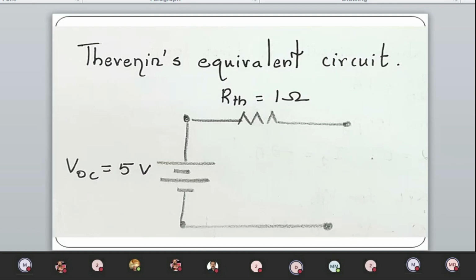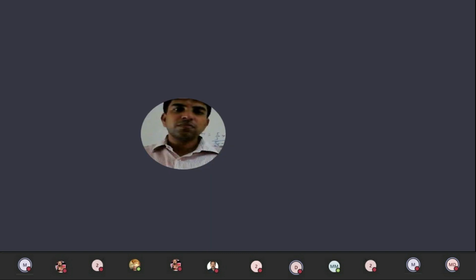Right? So this is how we have converted a complex electric circuit into a simple voltage network in series with an equivalent resistance. Okay. So this is the idea or goal of a Thevenin's equivalent circuit, or to determine the Thevenin's equivalent network.